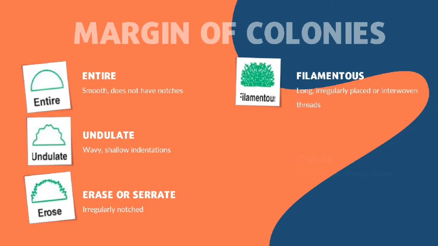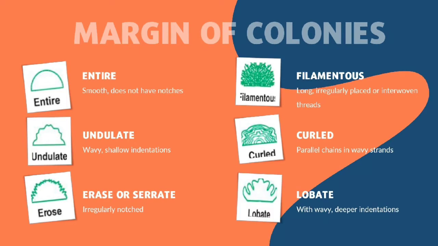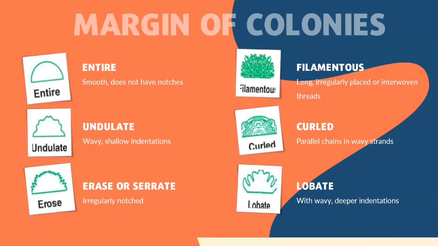Or it could be filamentous, which has long, irregularly placed or interwoven threads. Or it could be curled, which has parallel chains in wavy strands. Or lobate, which has wavy or deeper indentations.